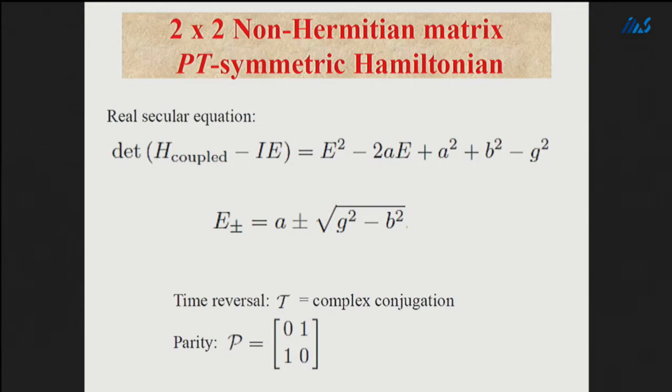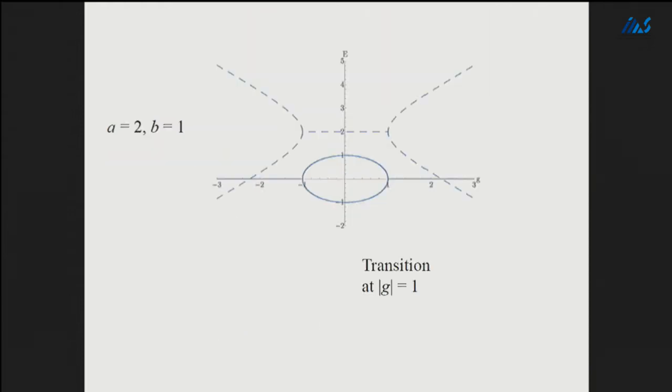Furthermore, you can see that that Hamiltonian is PT symmetric because T is complex conjugation, and we can define parity to be this 2 by 2 matrix. And this is the transition from complex eigenvalues to real eigenvalues, and you've seen this transition in many papers.